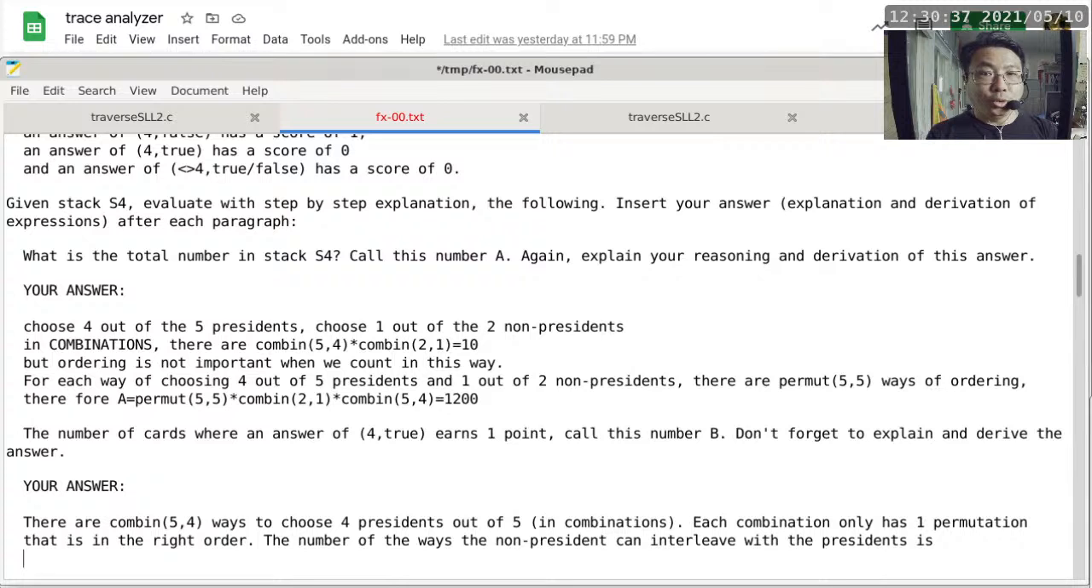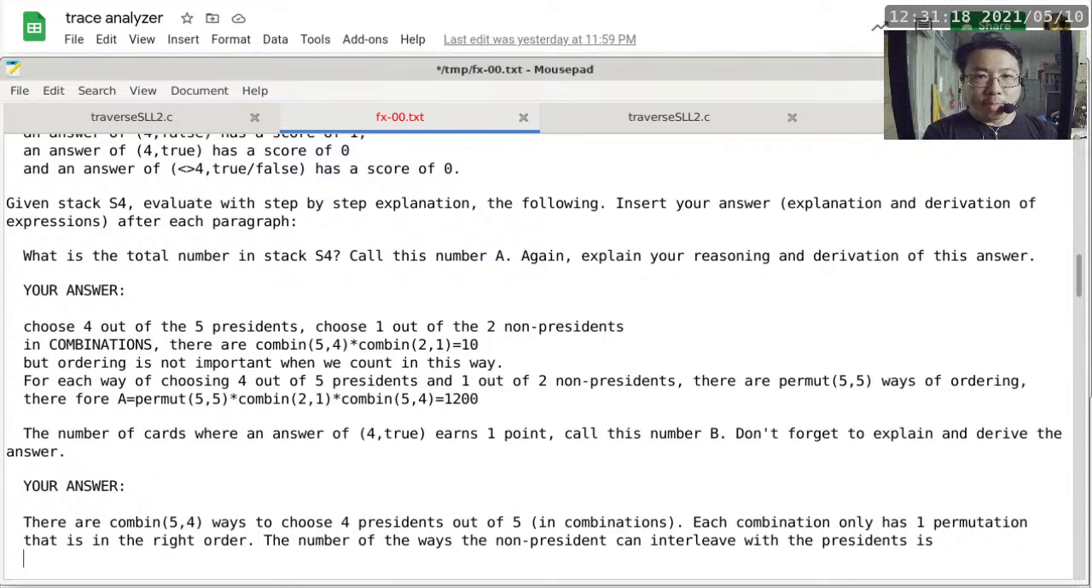But what about when there are 2? So now we have to think about the non-presidents. If there are multiple non-presidents, now we have to think about how those can interleave with the presidents. The way we do that is to look at the positions as a set, and then look at how many of those elements in the set can belong to the non-presidents, and that would be the starting point of this whole thing.